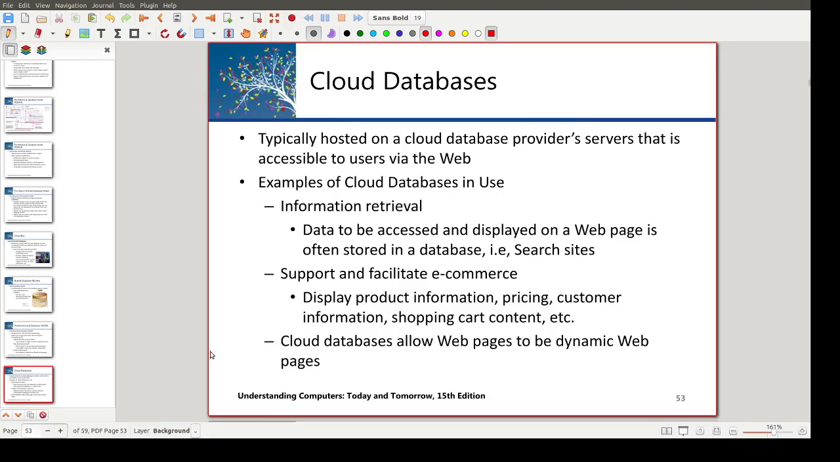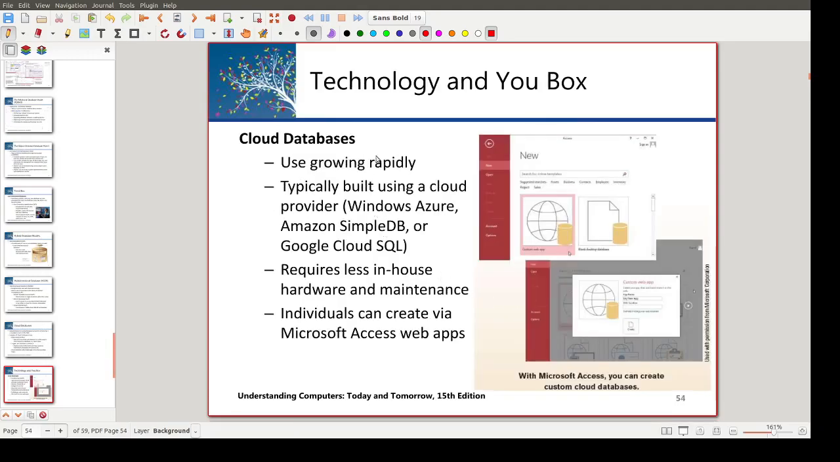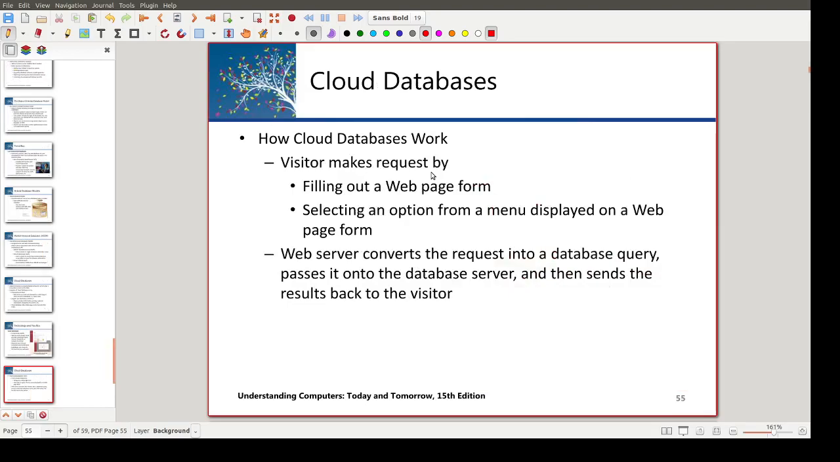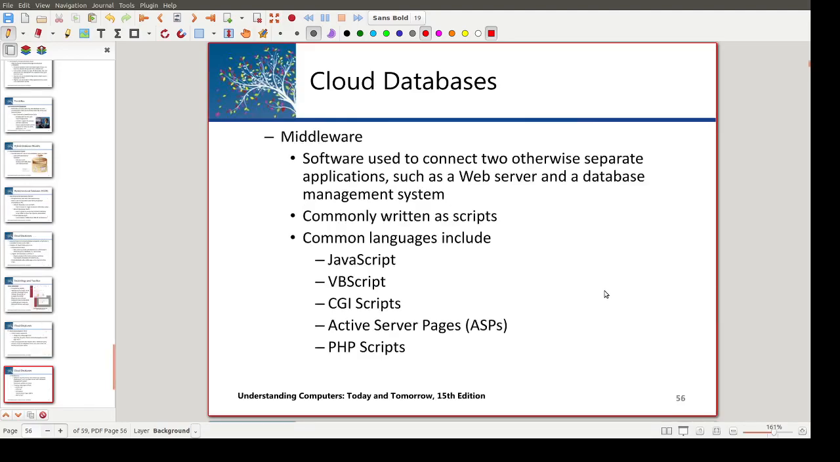Cloud databases allow web pages to be dynamic web pages. Here is how cloud databases work. Visitors make requests by filling out a form or selecting an option from a menu, and the web server converts the request into a database query, passes it on to the database server, and then sends the results back to the visitor. The middleware connects otherwise separate applications, such as a web server and a database management server.